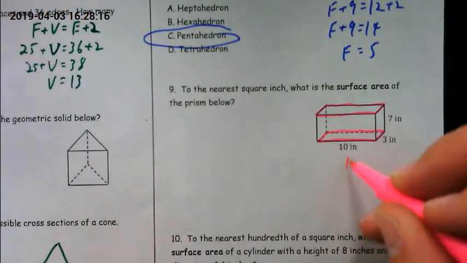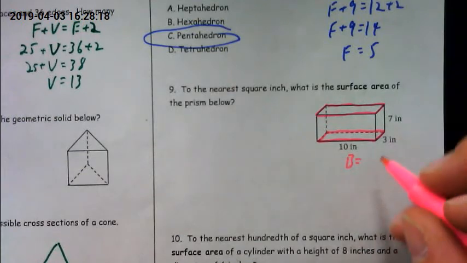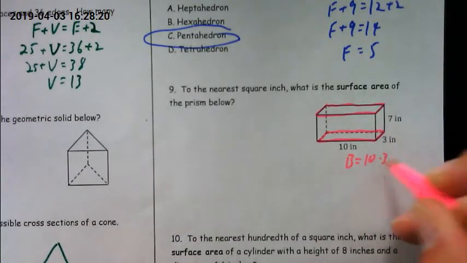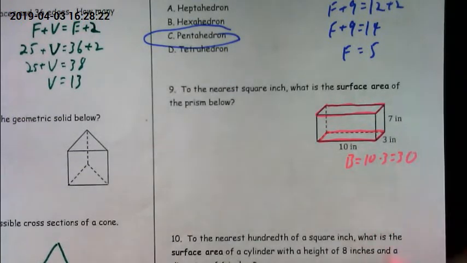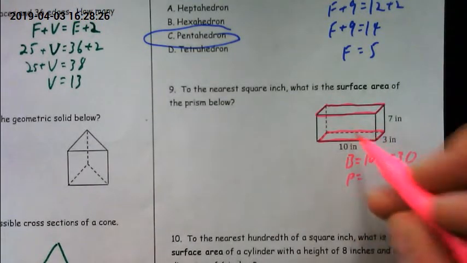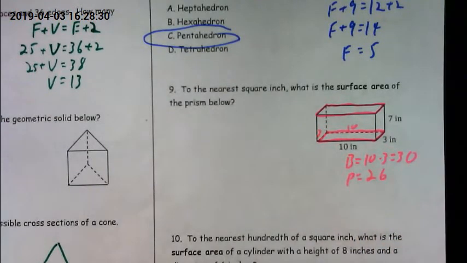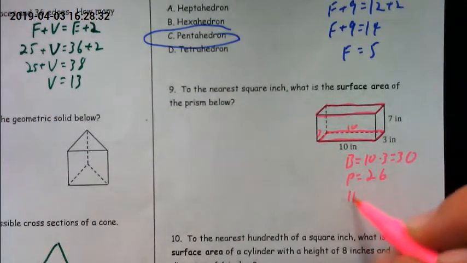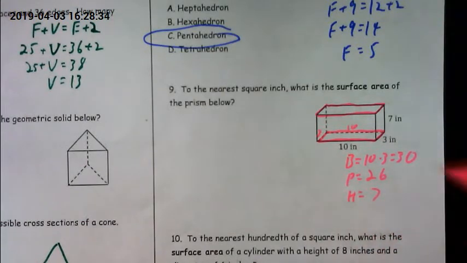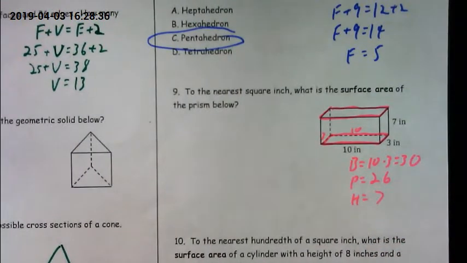If that's the base, I can find the base area by doing 10 times 3, which is 30. I can find the perimeter of the base, which is 10 plus 10 plus 3 plus 3 is 26. The height would then be 7. Now, if you chose a different side, your numbers might look different, but once you plug these into your formula, you should get the same answer.